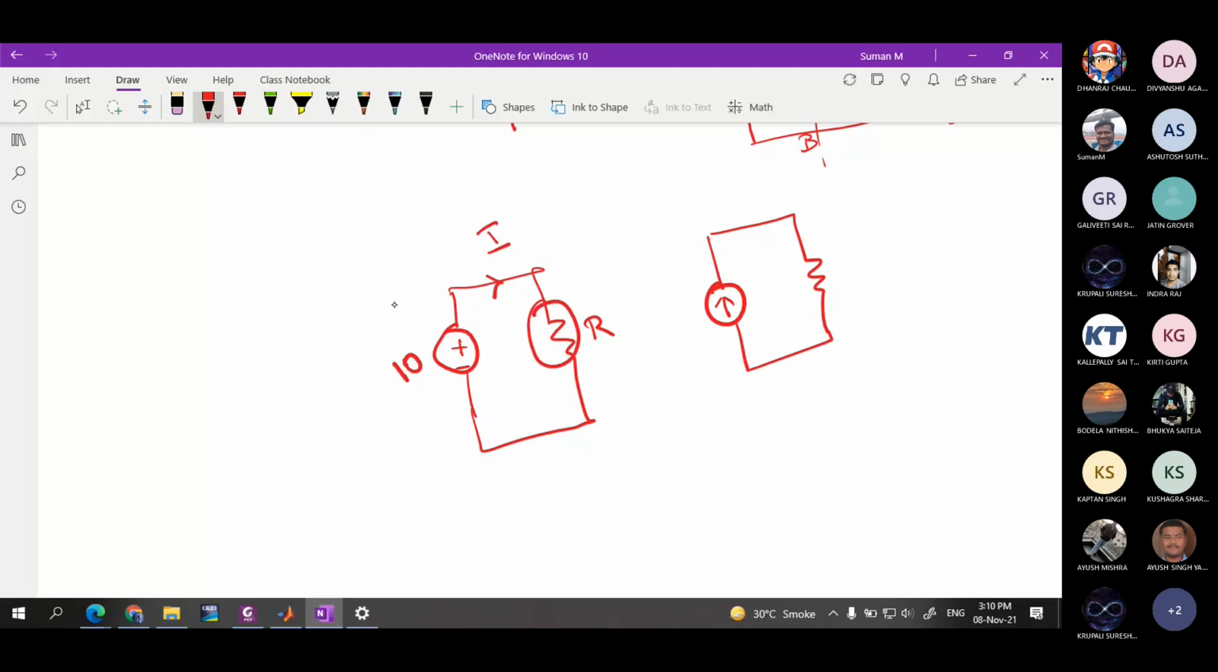Similarly, the voltage across the terminal is decided by the current source. So what I want to say here is, make sure of one thing: the current from the voltage source is dependent on the external element. Similarly, the voltage across the current source depends on the external element connected.